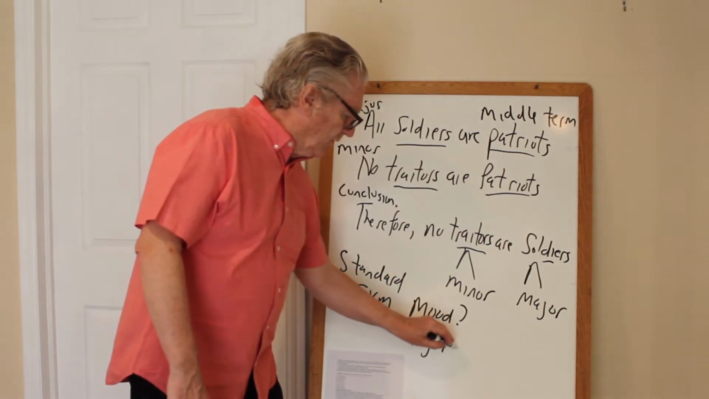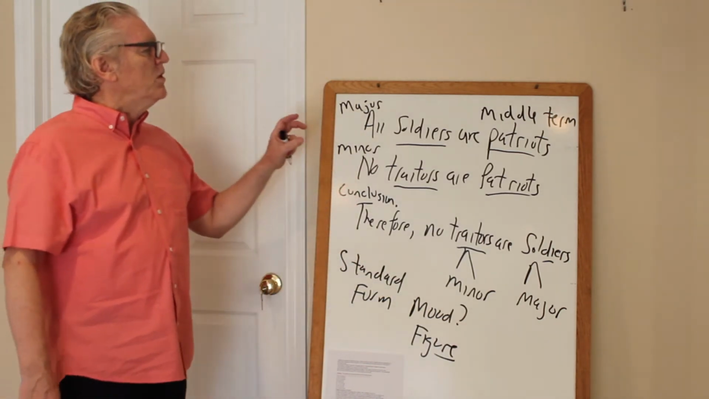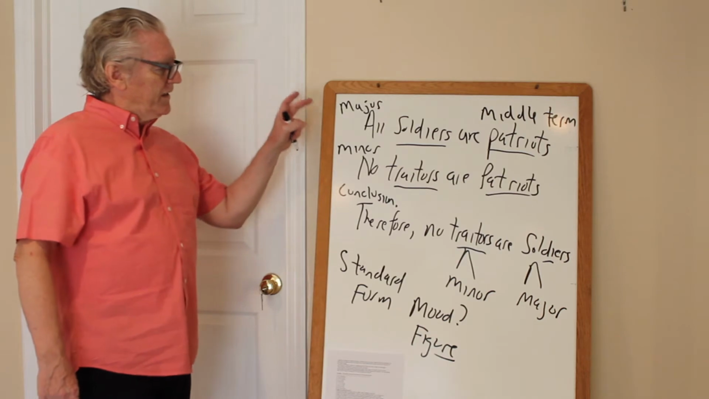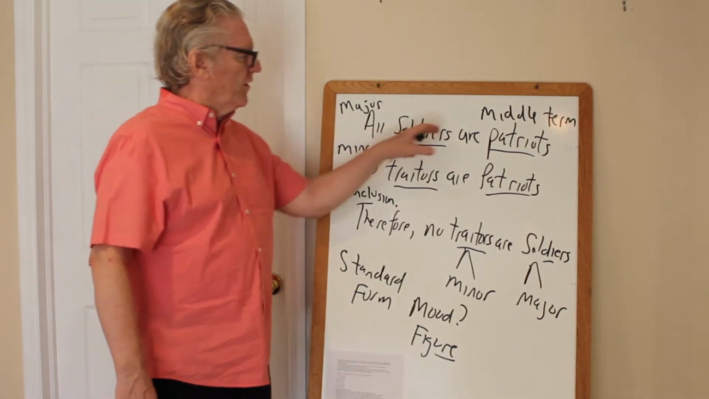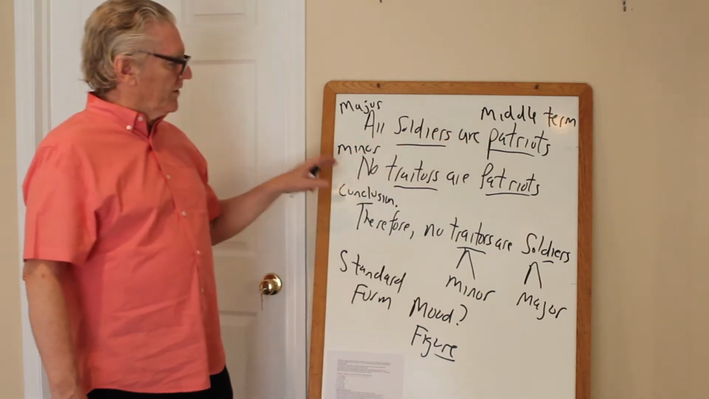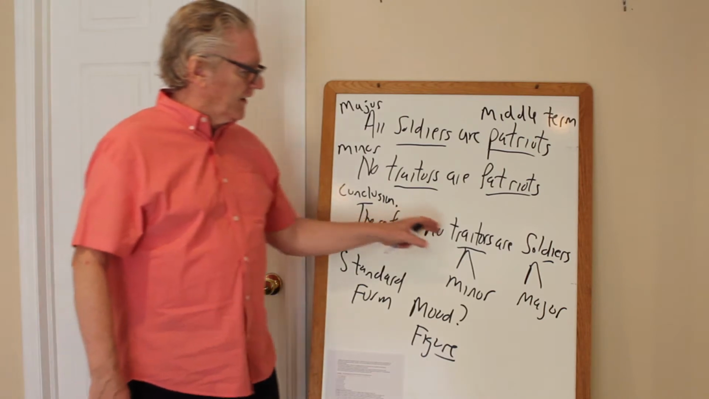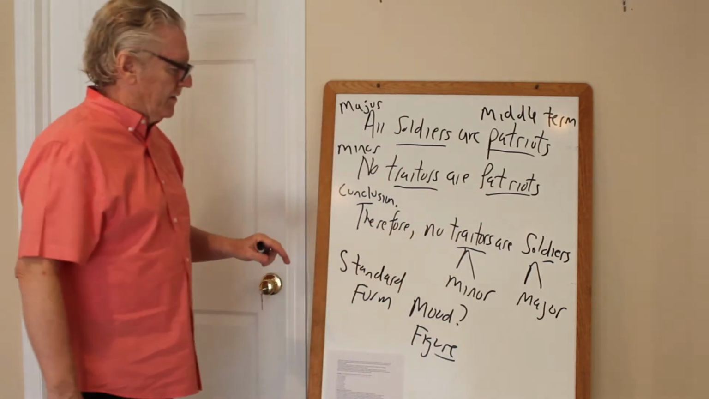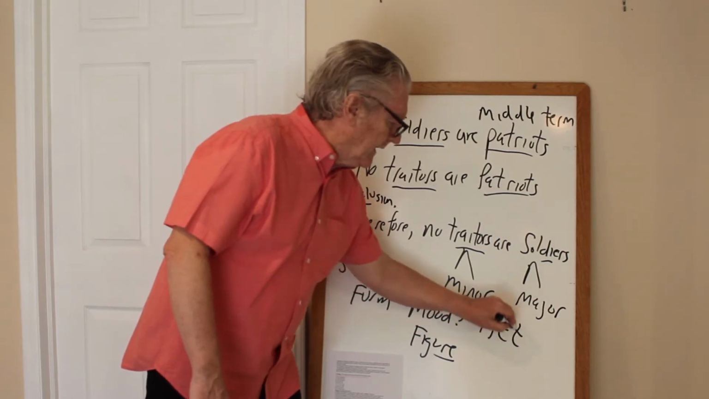Now, from the previous chapter on categorical propositions, we know that the mood of this syllogism is A, E, E. That is, universal affirmative, all soldiers are patriots. Universal negative, no traitors are patriots. And then universal negative again, no traitors are soldiers. So the mood is A, E, E.